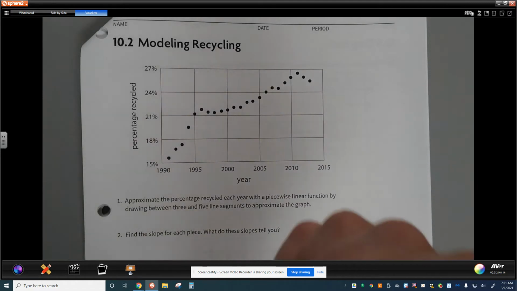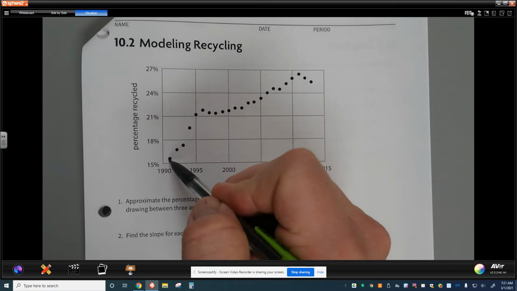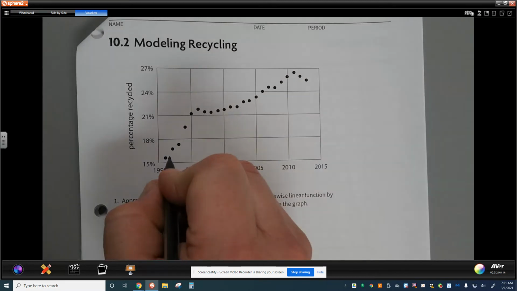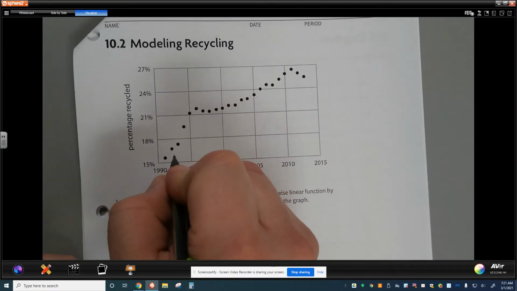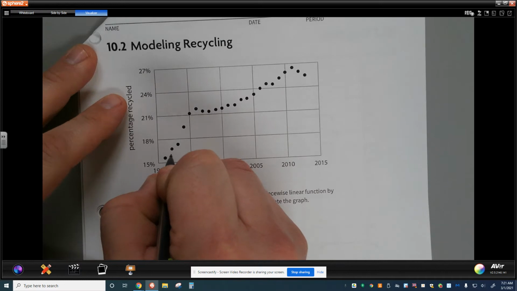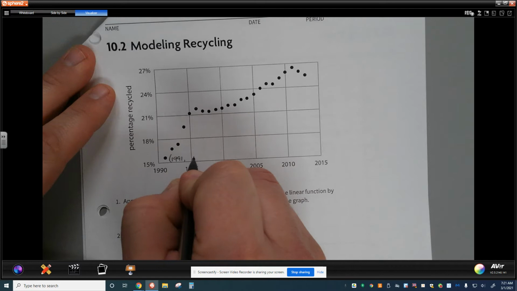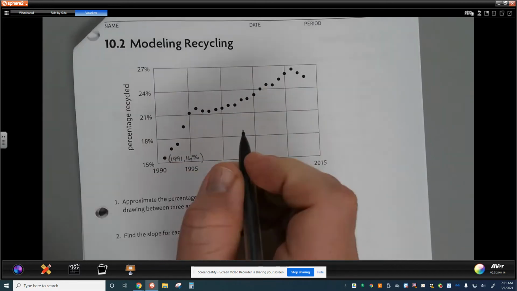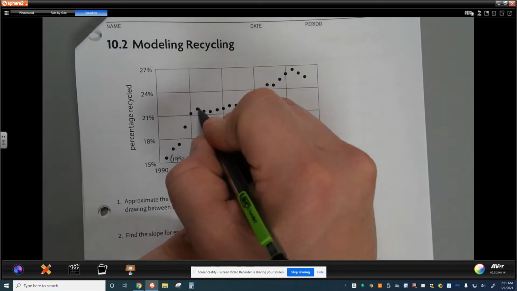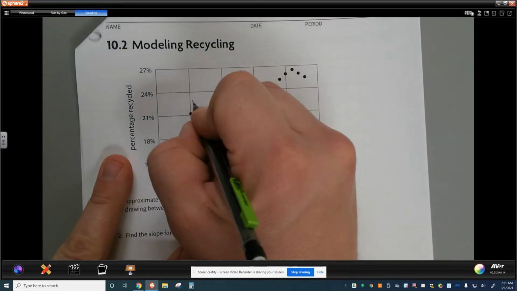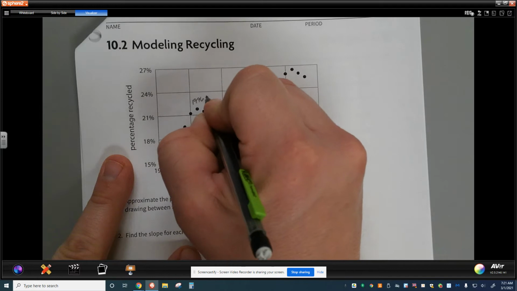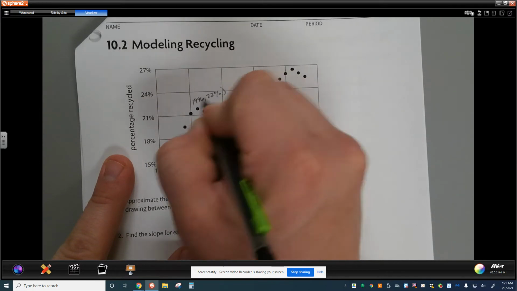So the first piece that I'm looking at, I see a lot of growth from 1991 to 1996. From 1991, I see that we have an ordered pair here of 1991 and probably about 16%. This is just graphing or rough estimates. And I see that growth peaks right here at 1996, and I'd say it's about 22%.